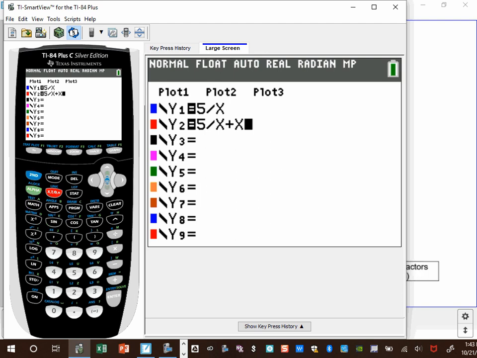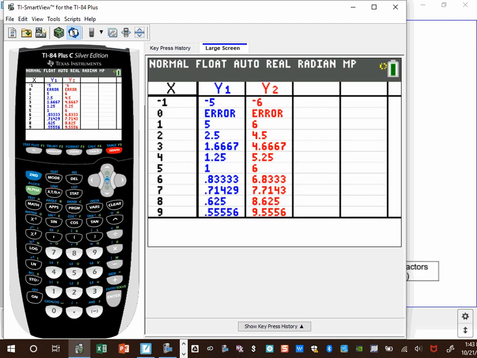And then when I hit second graph, I need to get negative 6 for my last answer, right? So negative 1, negative 5. You guys agree with that? Wait. Did you type in positive 5 divided by x? If you're not understanding how you got this number, you need to ask.